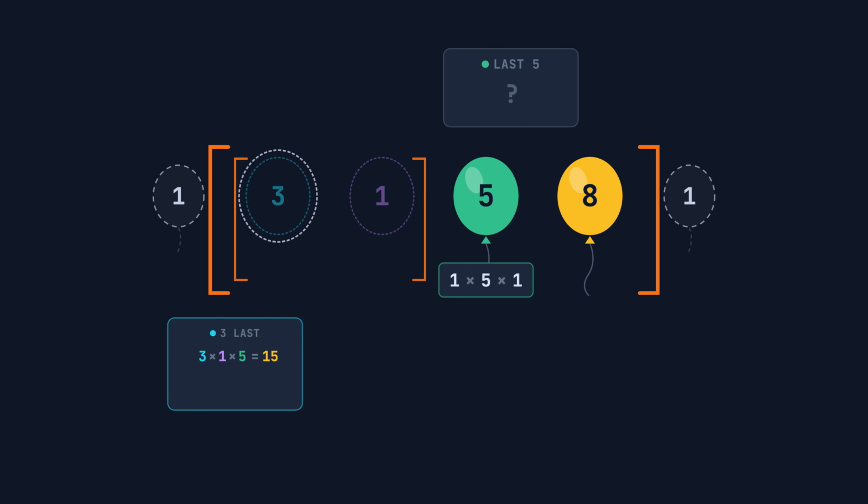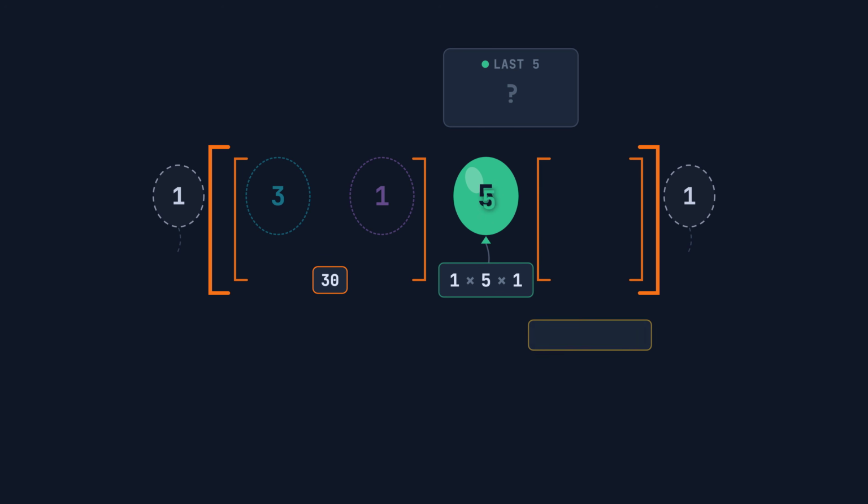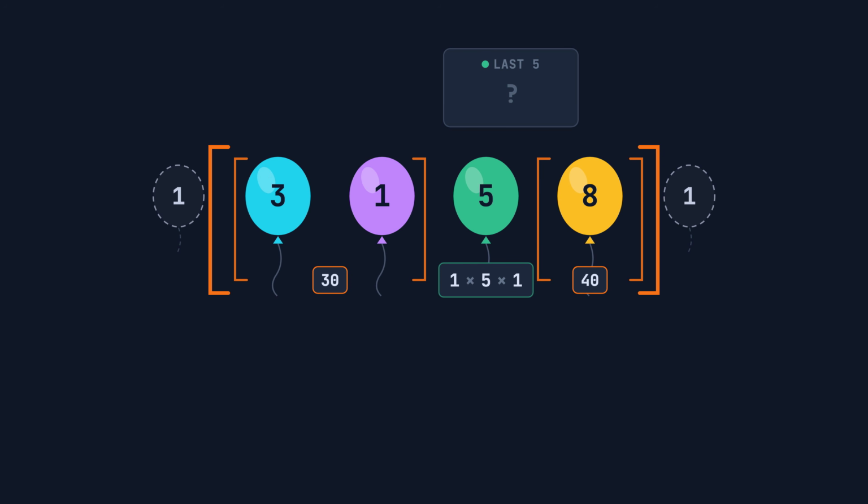Then the 3, now between the wall and the 5. 1 times 3 times 5, another 15. 30 total. If the 1 pops last instead, the same steps only collect 8. So the best for that little range is 30. The right side is just the 8. 5 times 8 times 1, 40. And now the 5's candidate is complete. 30 from the left, 40 from the right, plus the final pop, 5.